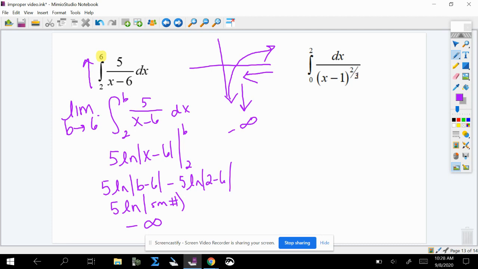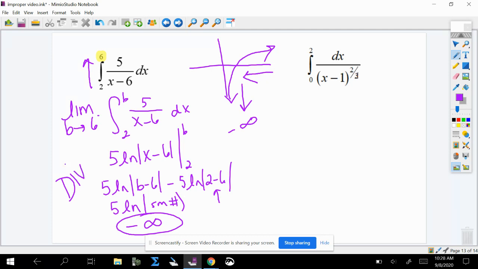Over here, the absolute value is going to get rid of the negative there. So instead of the natural log of negative 4, it's going to be the natural log of 4. But in the end, it's going to be a finite number that's going to be subtracted from negative infinity. Well, negative infinity will always win whenever added or subtracted to a finite number. So this one we would say diverges because we get an infinite answer.